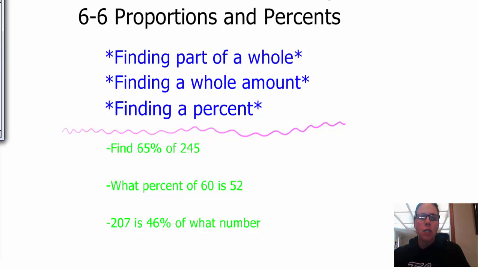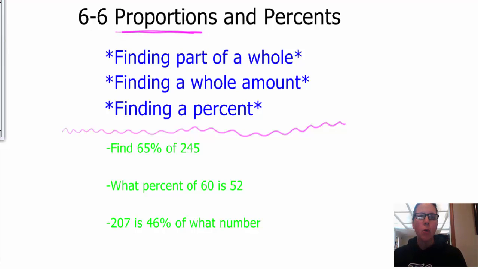Hey, today we're going to do 6-6 proportions and percents. Okay, so today we're going to do 3 different things, and yes, you have to do proportions. The next section we'll learn how to do it a different way. I don't care, there are different ways to solve these. Today you have to do proportions. Okay, and we'll learn other ways to do them, and that's fine too.